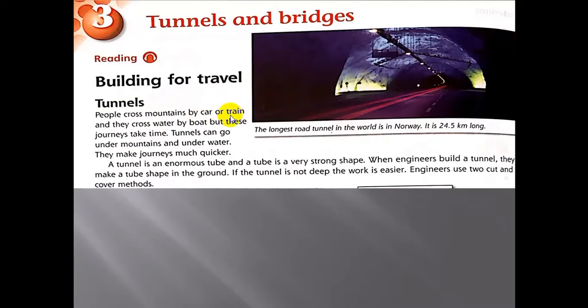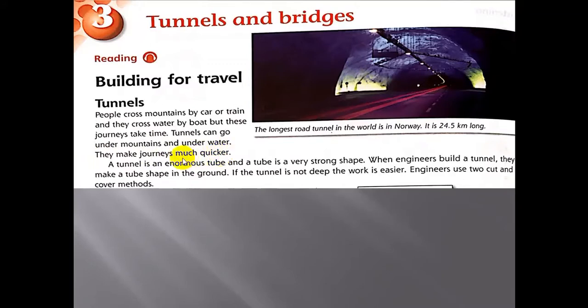يعبرون الناس الجبال بالسيارة أو بواسطة القطار. And they cross water. ويعبرون المياه by boat بواسطة القارب. But these journeys take time. لكن هذه الرحلات تأخذ وقتا أطول. Tunnels can go under mountains and under water. والأنفاق تستطيع أن تذهب تحت الجبال وتحت المياه. They make journeys much quicker.